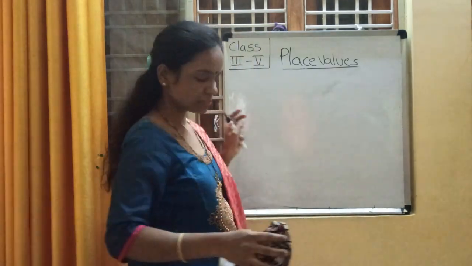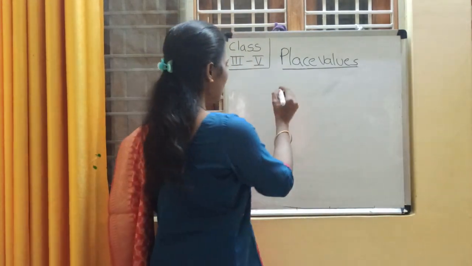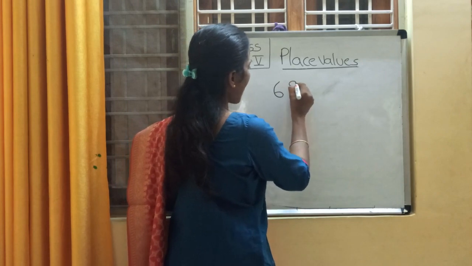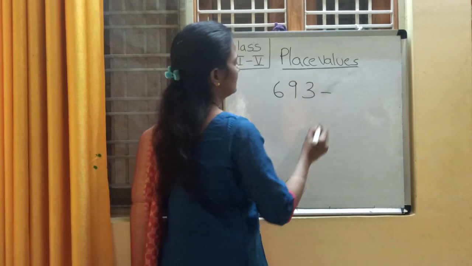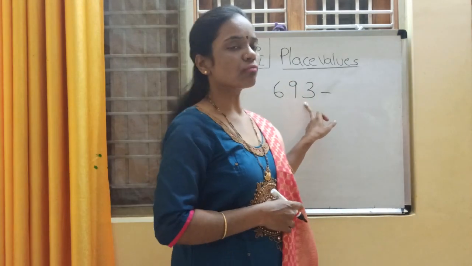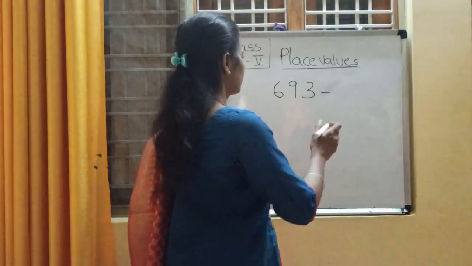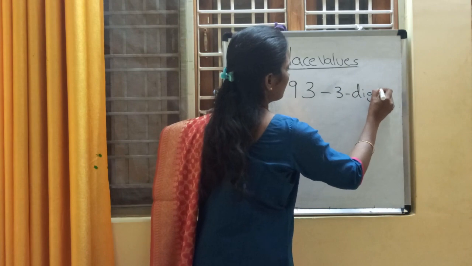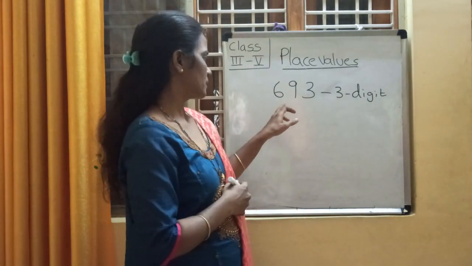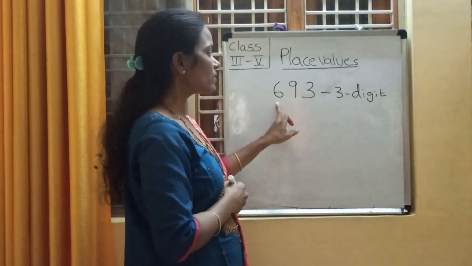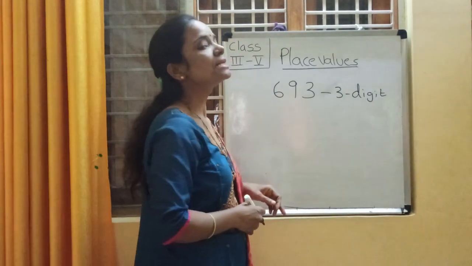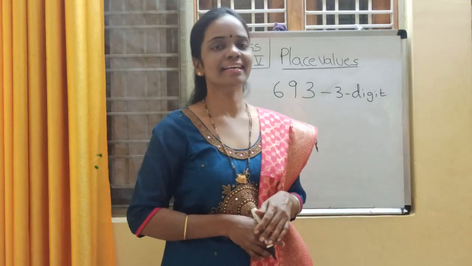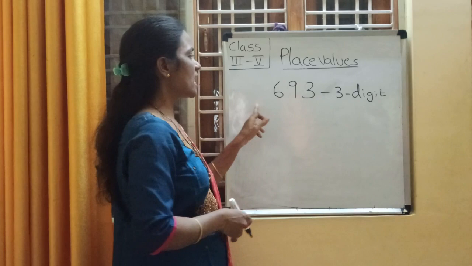And now, I want to take an example. 6, 9, 3. Here it is. What digit number is it? It is a 3-digit number. And write down the places for this number. We need to write places always from right to left.